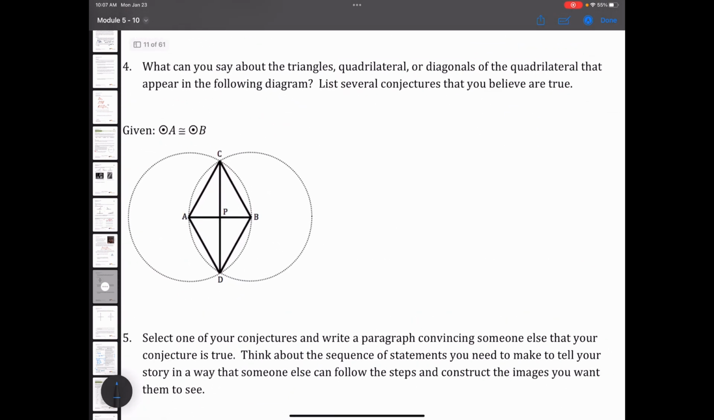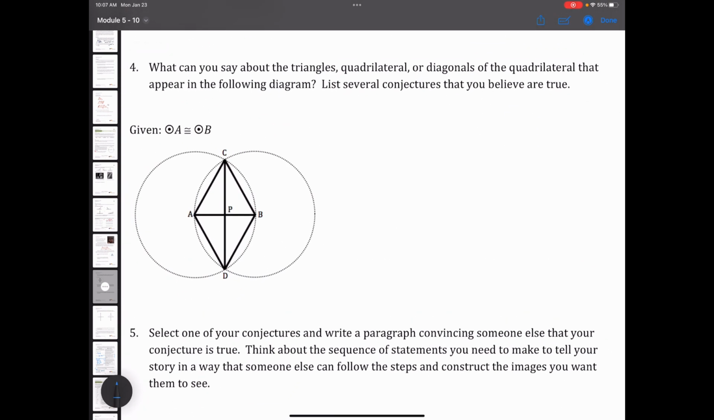Number 4, what can you say about the triangles, quadrilateral, or diagonals of the quadrilateral that appear in the following diagram? List several conjectures that you believe are true. It also gives to you that circle A is congruent to circle B, which we could have made that claim anyway, right? Because the radii are congruent, so we know that they must be congruent.